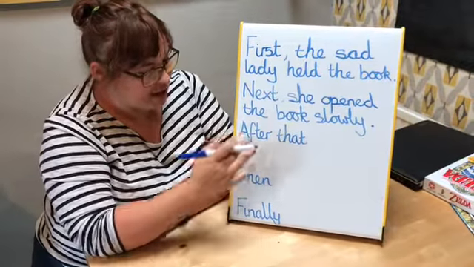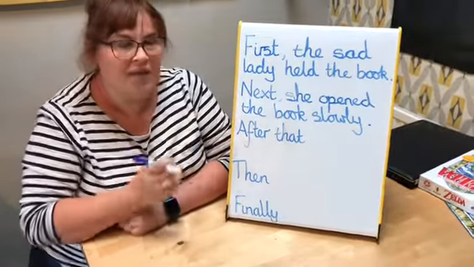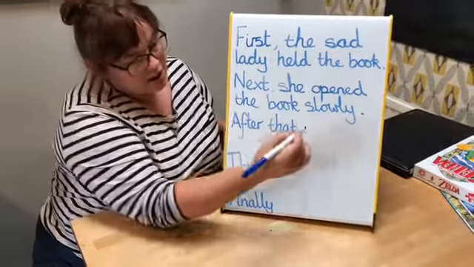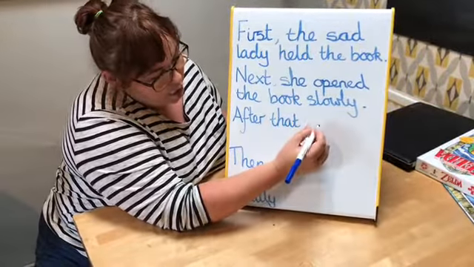Okay, so I'm going to have a go at mine. So after that, what happened? She opened the book. Mario appeared. So we could have, after that, Mario suddenly appeared. Oh, I like that one. We're getting an L-Y in there as well. After that, Mario suddenly appeared. So after that, Mario.